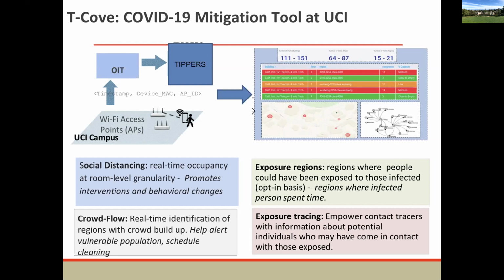Once we have that, we can also do exposure tracing, very much like the way one would do it with Bluetooth. We can do this based on proximity gained from the Wi-Fi itself. Of course, this mechanism can be coupled with the Bluetooth mechanism as well, so it's complementary in that sense.